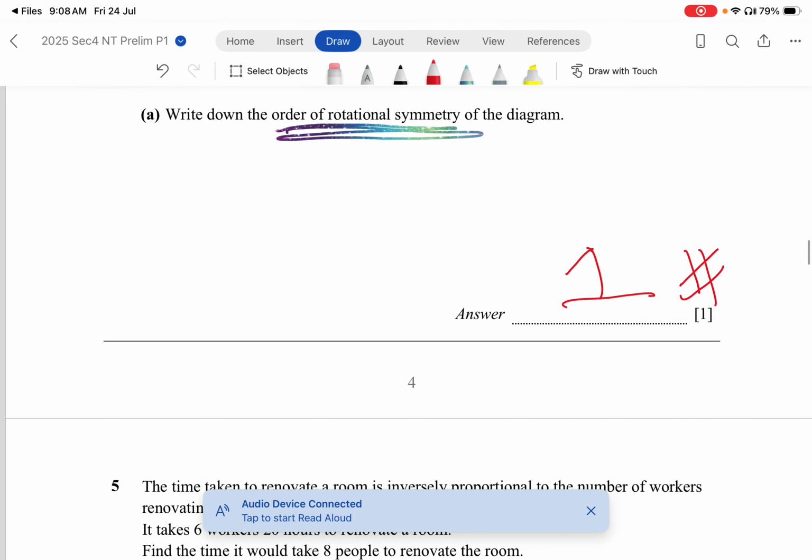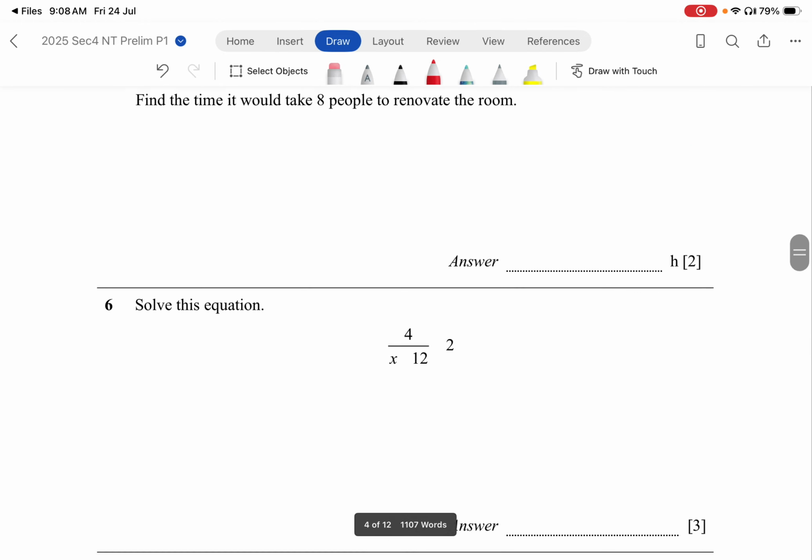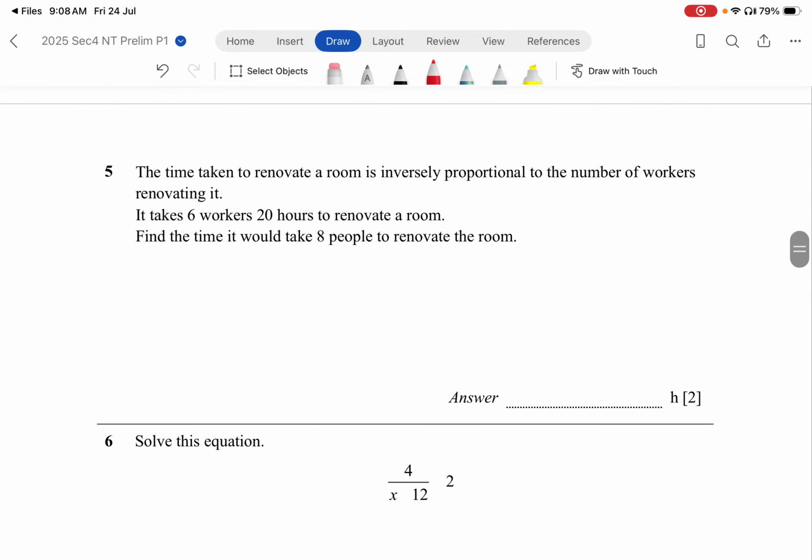The next question. The time taken to renovate a room is inversely proportional to the number of workers renovating it. So meaning what? Inversely is one goes up, one comes down. So if time to workers is inversely proportional, I have more time, I need fewer workers. I have more workers, I need less time.